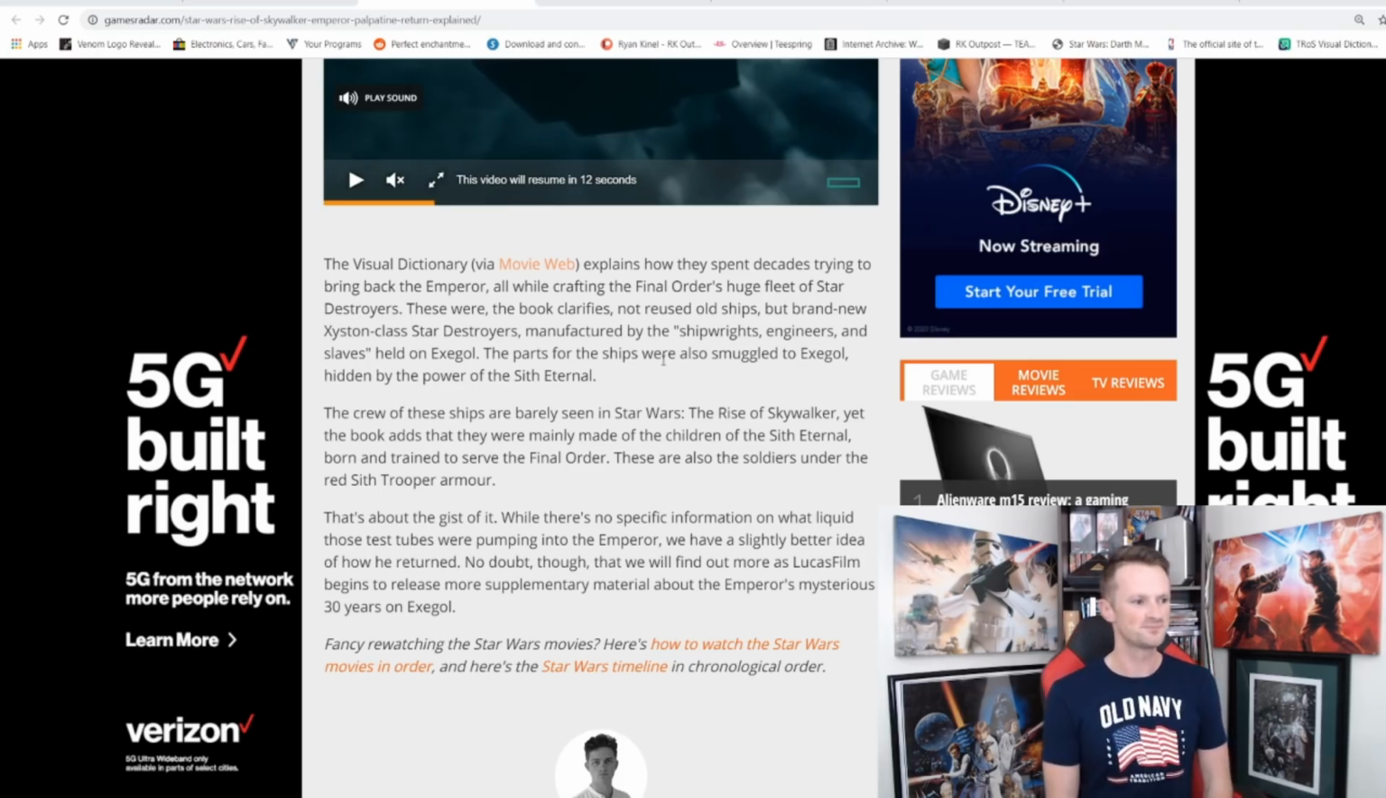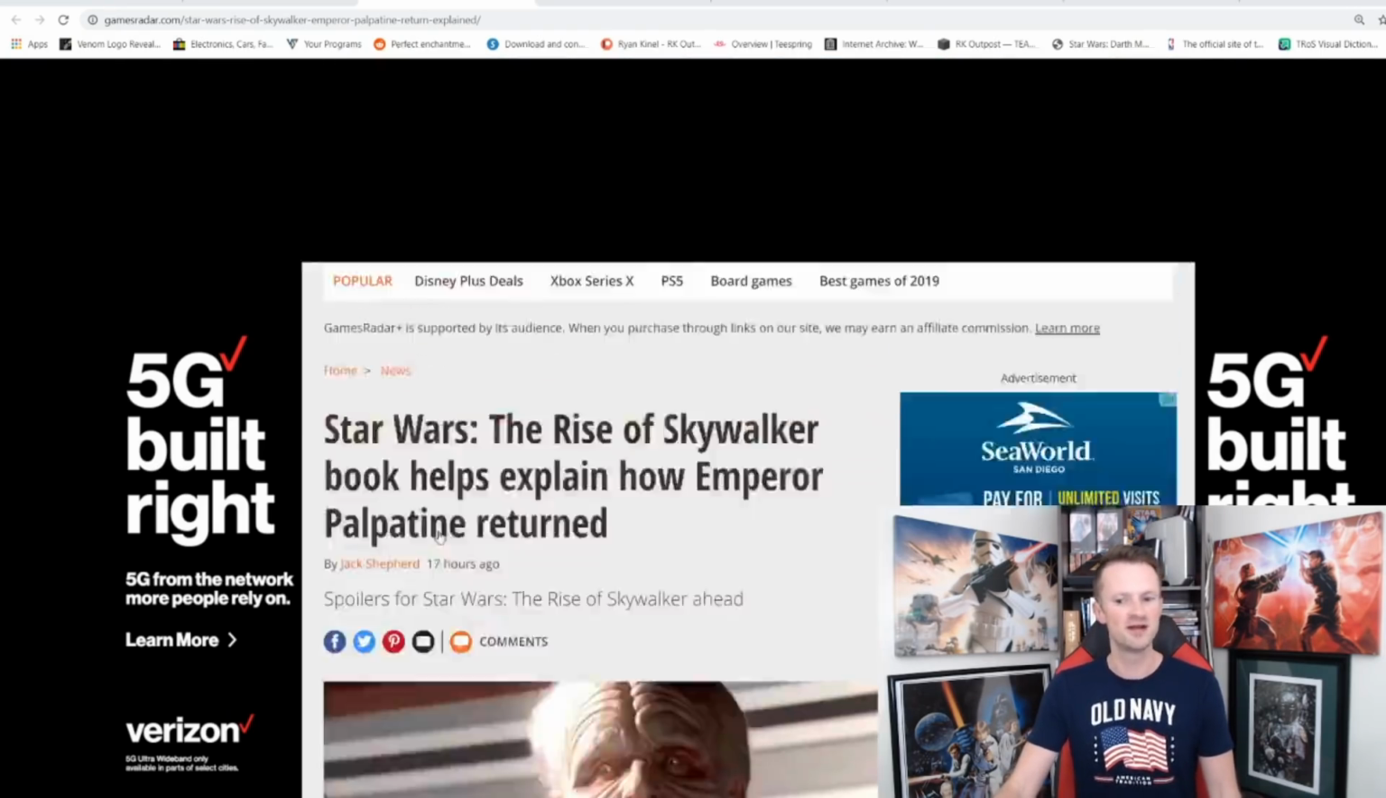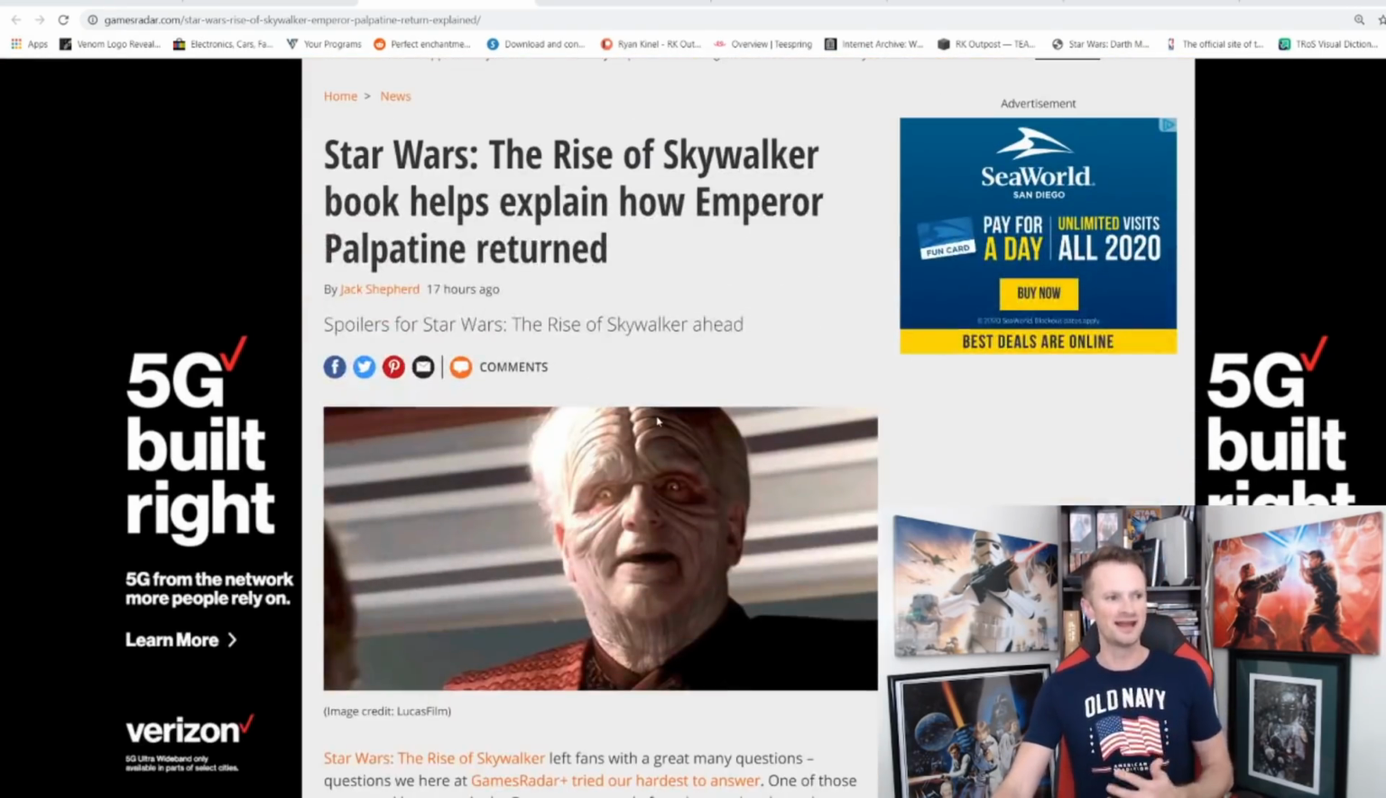That's about the gist of it. While there's no specific information on what liquid those test tubes were pumping into the Emperor, we have a slightly better idea of how he returned. No doubt, though, we'll find more information out from Lucasfilm as they begin to release more supplementary material about the Emperor's mysterious 30 years. Yeah, no doubt that they will eventually find a way to try to explain in a better way how he came back.